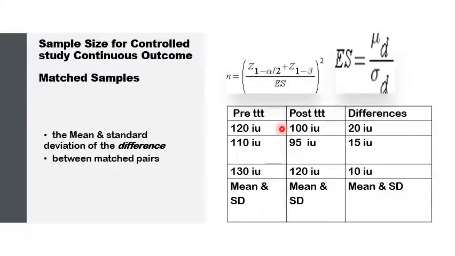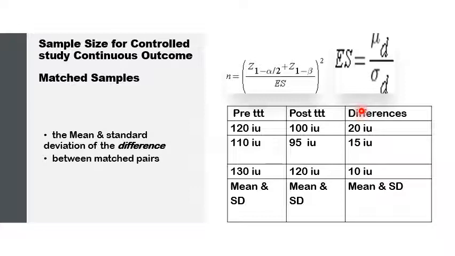And for this, what we use in the formula for the effect size would not be the difference between the standard deviation of this group and that group. It would be the standard deviation of the difference between individual pairs. So for the first pair, for example, the difference is 20 point something. And the second pair, you would find a difference of 15. And the third pair, you would find a difference of 10.